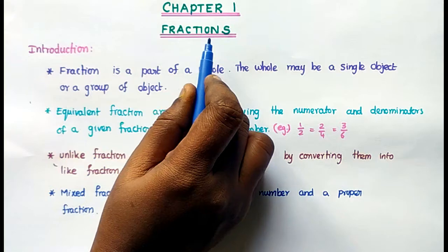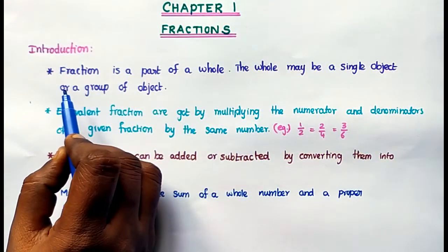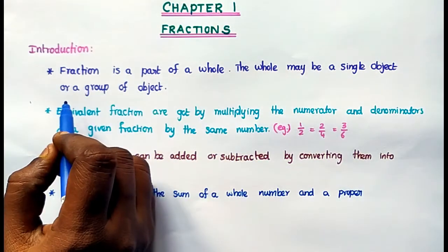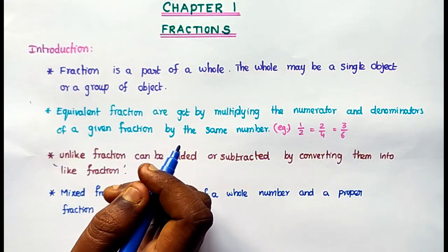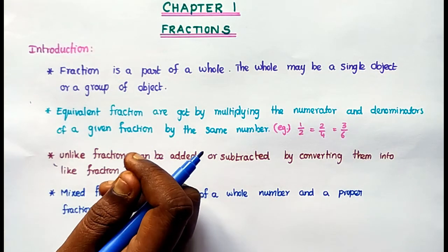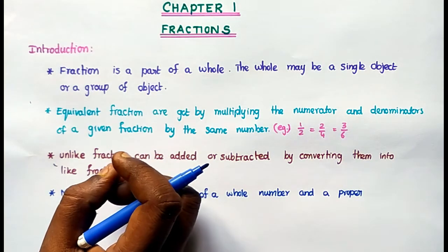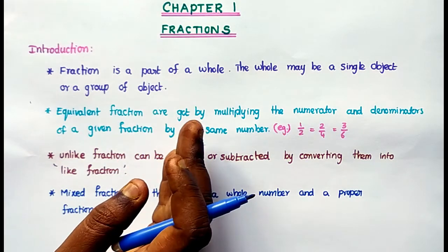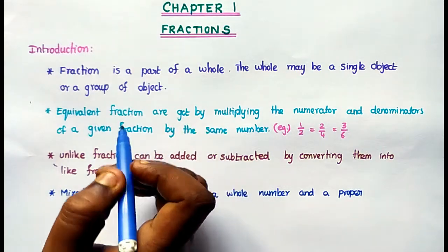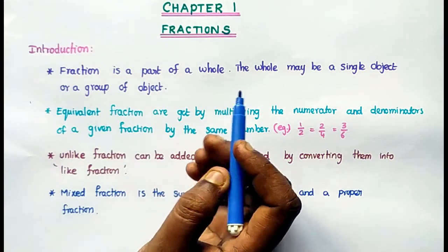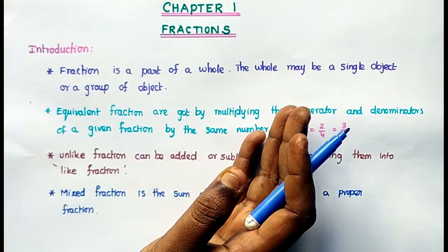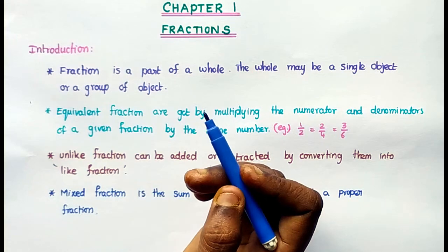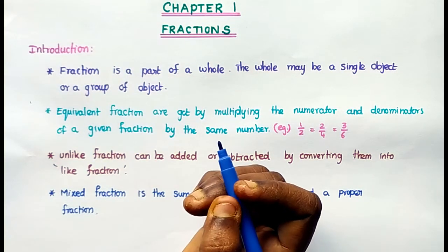Look at this chapter 1, Fractions. Fraction is a part of a whole. The whole may be a single object or a group of objects. That means, for example, a cake cut into 8 pieces, that is a fraction. Example for a single object. And a group of objects means a number of chocolates.